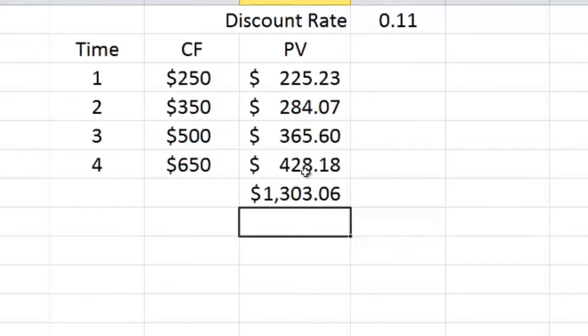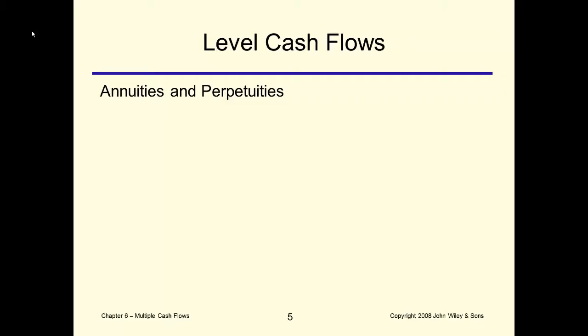If we're evaluating the security, we could say if this security's price is less than $1,303, it's a good deal, because that's what we think it should be worth today. If we're evaluating a project, we would say the value of all the cash flows provided by that project is a little over $1,300. We could then compare that to the amount that we would need to invest and make a decision about whether we should take on that project. That's what we'll do when we calculate net present value, which is a capital budgeting technique we'll talk about in a later chapter. Now we'll talk about annuities and perpetuities.